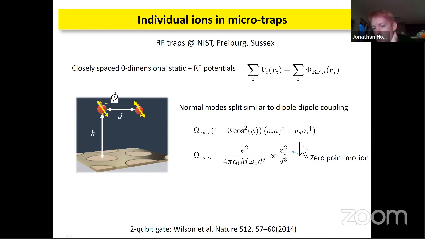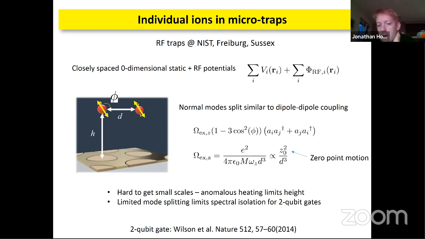So for later, I just point out that one of the things that goes into this interaction strength is the zero-point motion of the ion. So this is a motional coupling between the vibrations of different ions at different sites. And it scales, if the motion is bigger, then you get more coupling. And of course, if the ions are closer together, you get more coupling because of the Coulomb interaction.